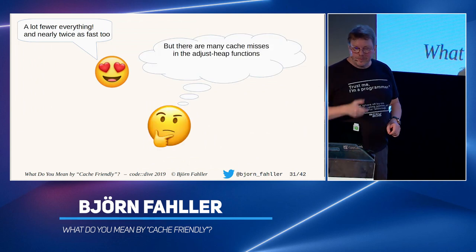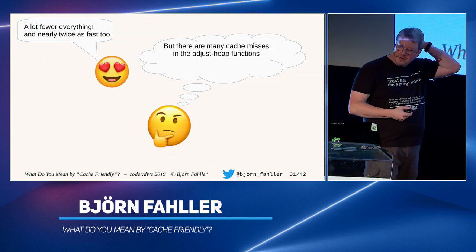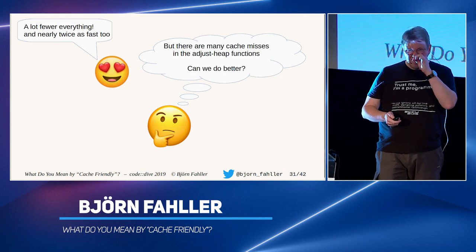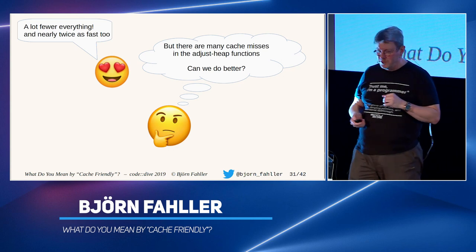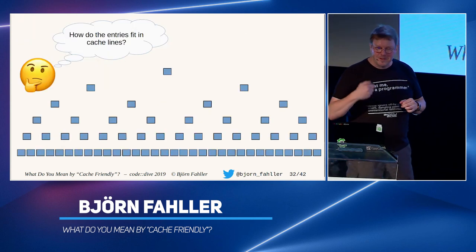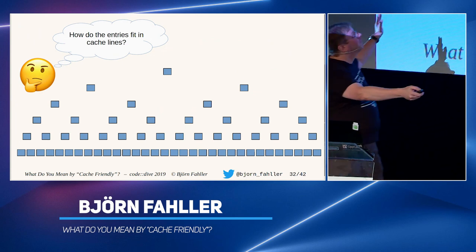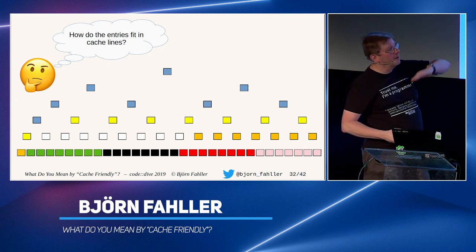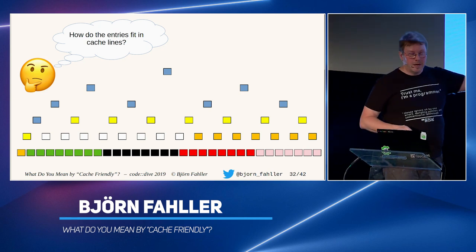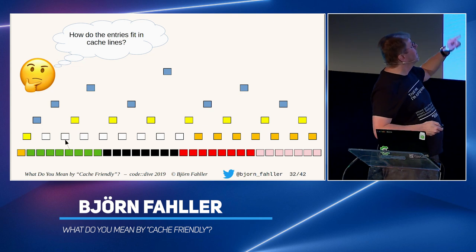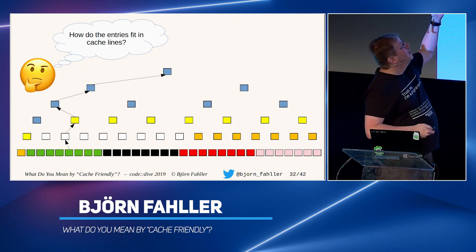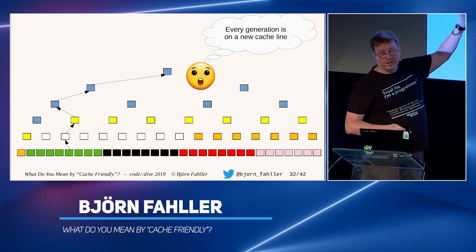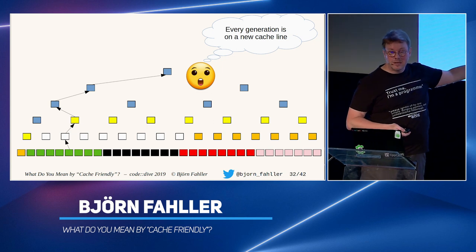So, there are still cache misses, though, in the heap adjust functions. Can we do better? Yeah, this is the overachiever me coming in, I'm sorry. So if we look at the heap that we have here, and it is stored as an array with cache lines, here we have one color for each cache line. And if we look at how an access is traveling across the structure, we see an important thing. We have one new cache line for every generation that we traverse in the structure. That is kind of wasteful.